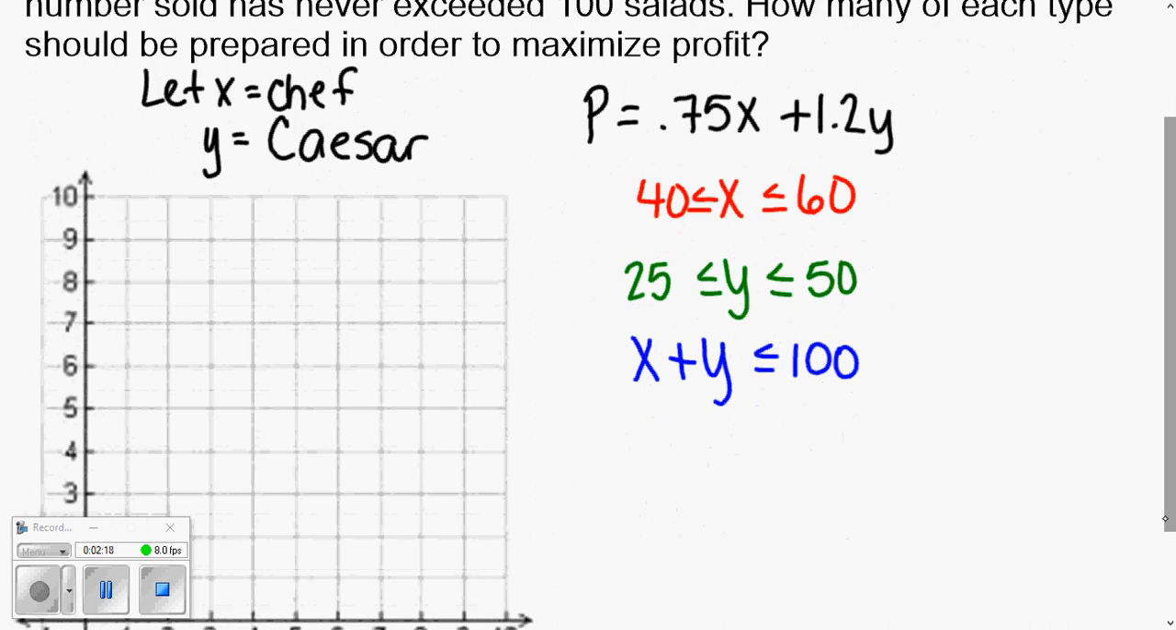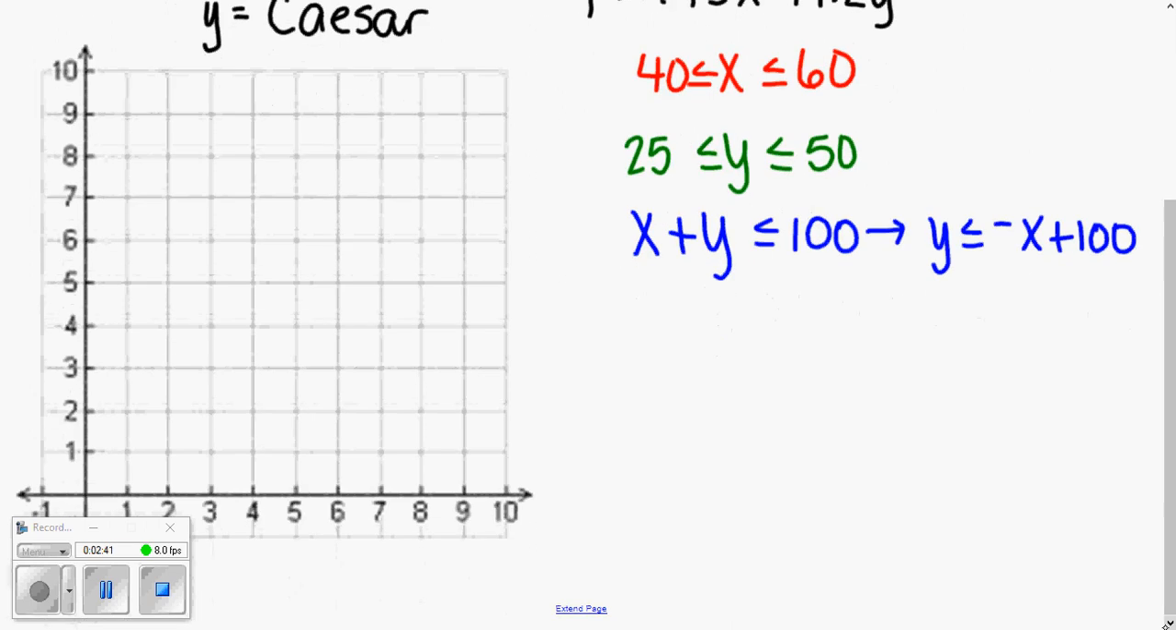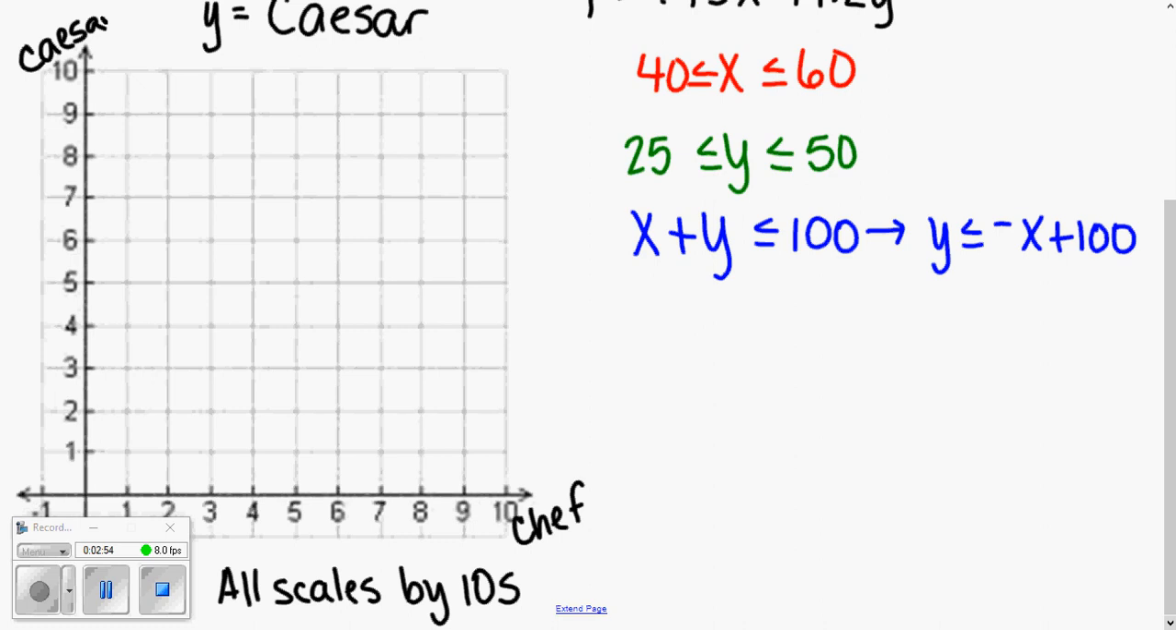I'm going to work my way backwards on these constraints only because I have the blue pen in my hand. If you solve the blue inequality for y, you get y is less than or equal to negative x plus 100 because we're subtracting x from both sides. Now obviously my scale is a mess. I don't have 100 blocks, but I do have 10, and it looks like everything will stay nice there. So I'm going to take a second at the bottom of my graph, write all scales by tens. I'm also going to take a second to label my x-axis chef salads and my y-axis Caesar salads.